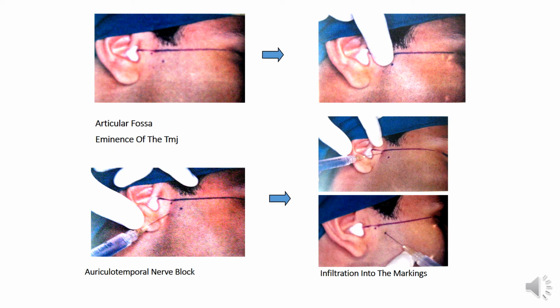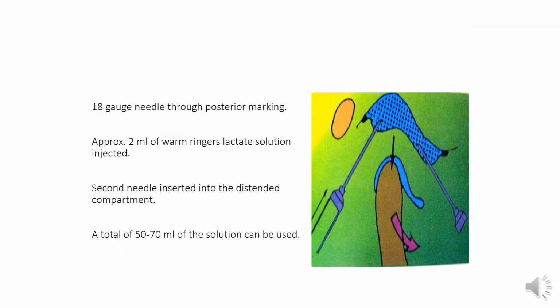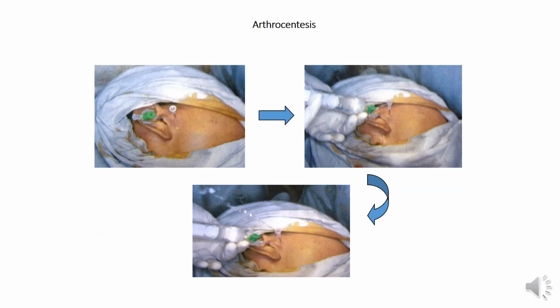So to those points, 2 needles are inserted. You can see those 2 needles. Warm Ringer lactate solution is injected, and then the second needle is distended. 50 to 70 ml of solution can be used to lavage the joint. So this is a clinical picture showing how a lavage has been done.